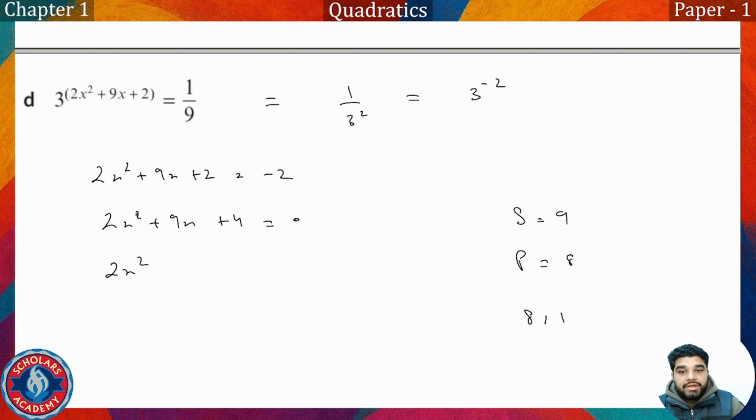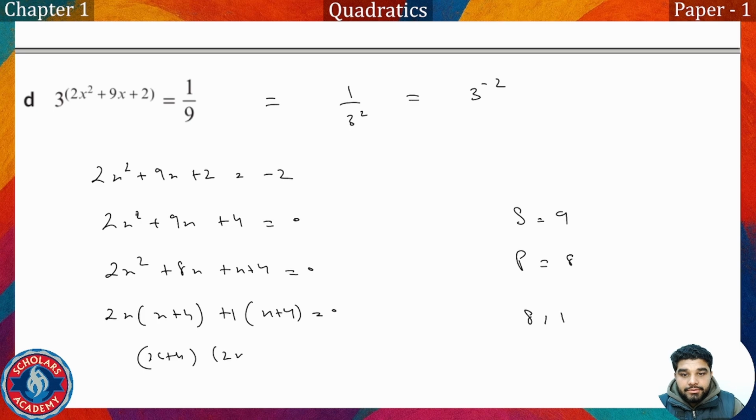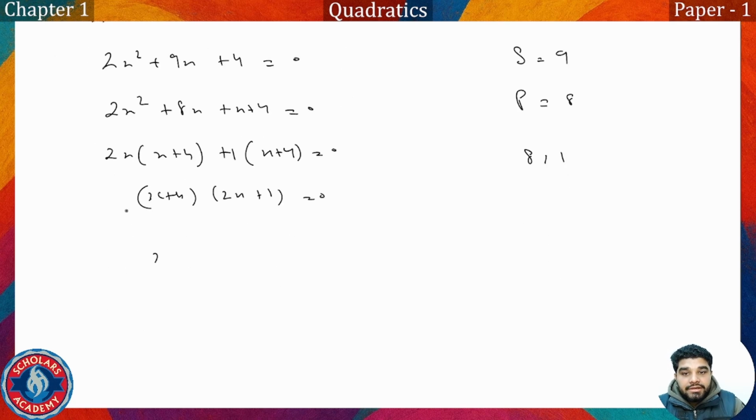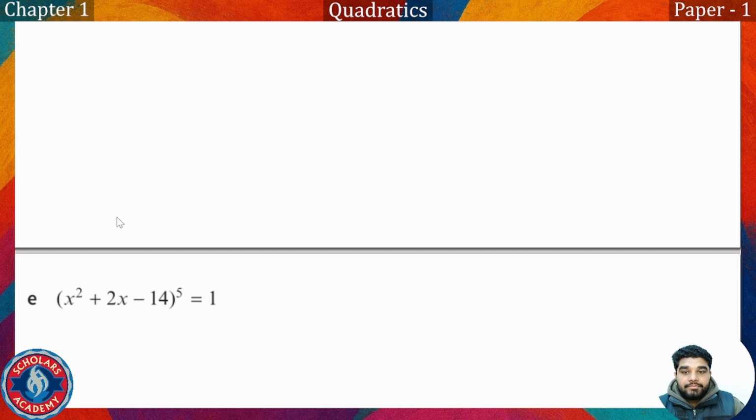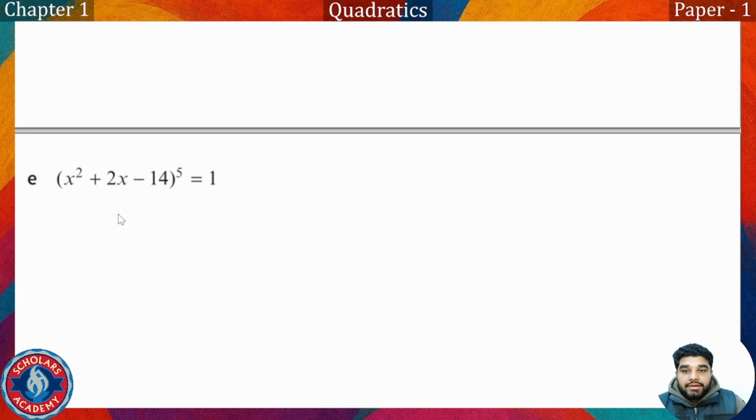So 2x square plus 8x plus x plus 4 is equal to 0. Taking 2x common, x plus 4. Taking 1 common, x plus 4 is equal to 0. X plus 4, 2x plus 1 is equal to 0. So we get from here x is equal to negative 4 and x is equal to negative 1 by 2. Okay, all right.